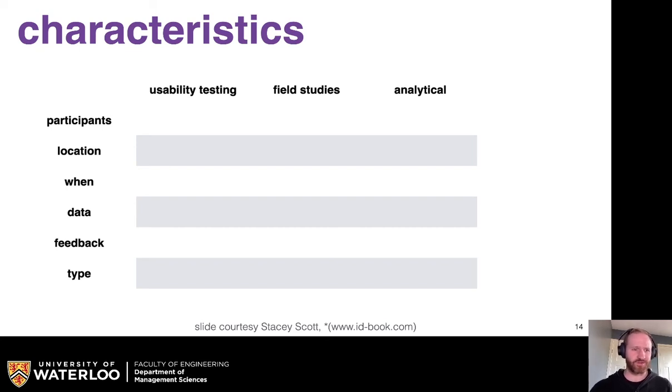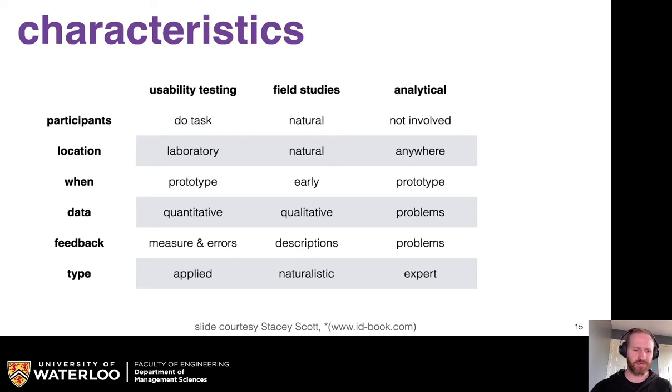So let's go through these different characteristics. You've looked at usability testing, you looked at field studies, you looked at analytical evaluations, and you tried to think about what types of participants you'd involve, where it's located, when it occurs in the design process, what data you might handle, what kind of feedback, and what type of evaluation it is.